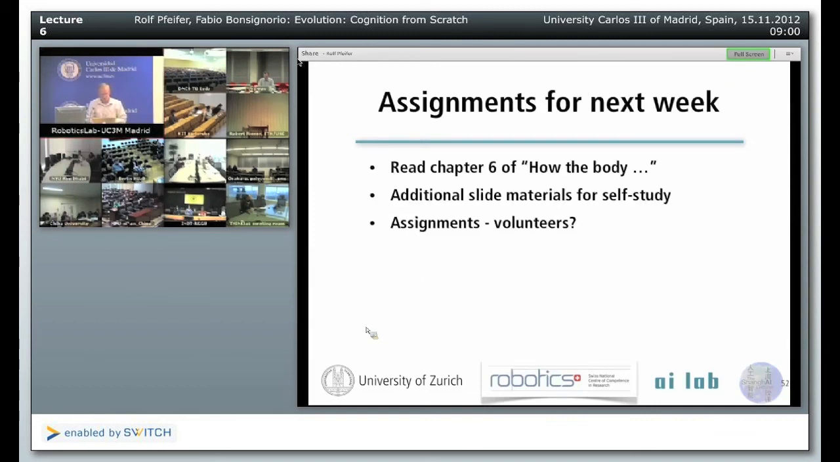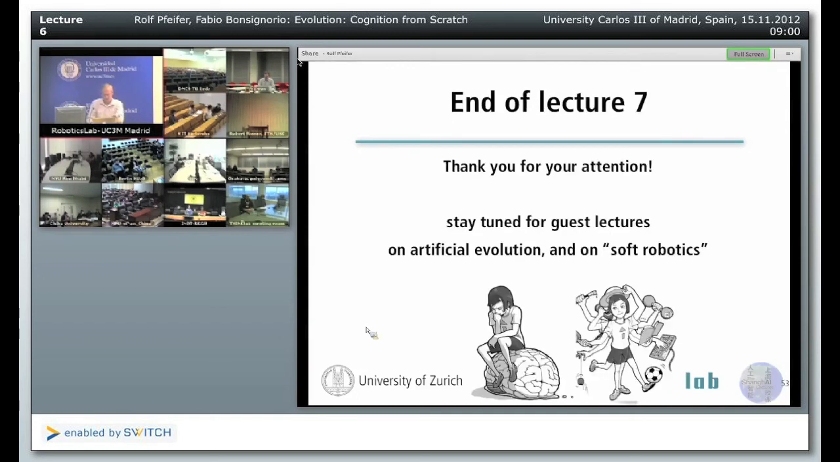Okay, so assignments for next week, please read chapter 6. That's about evolution, so cognition from scratch. There are some additional slides for self-study, and I need a volunteer for the brain in the vat problem that you also find in the slides. We can do that after the lecture. And then we have two guest lectures. I will announce them now, and then we can switch to the speakers.